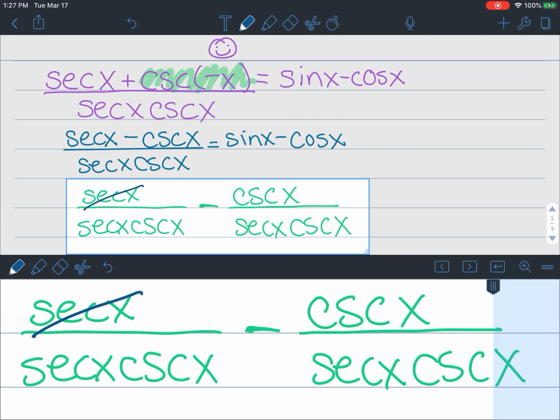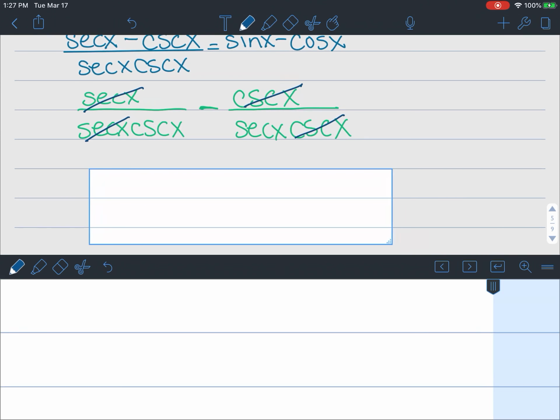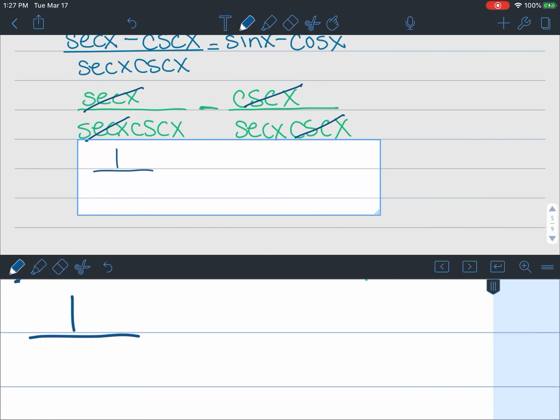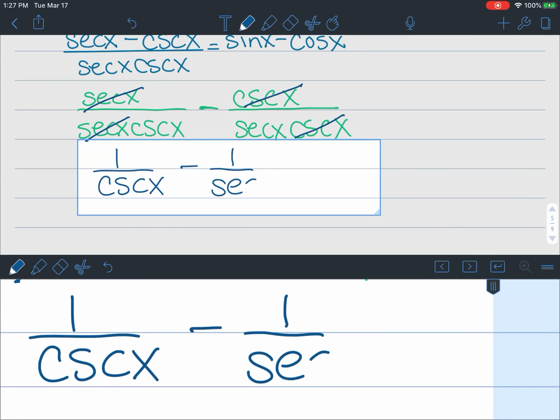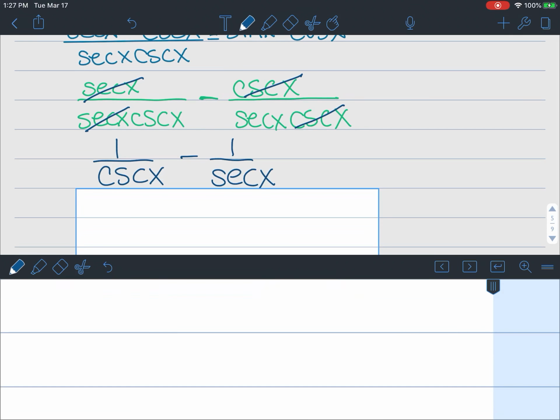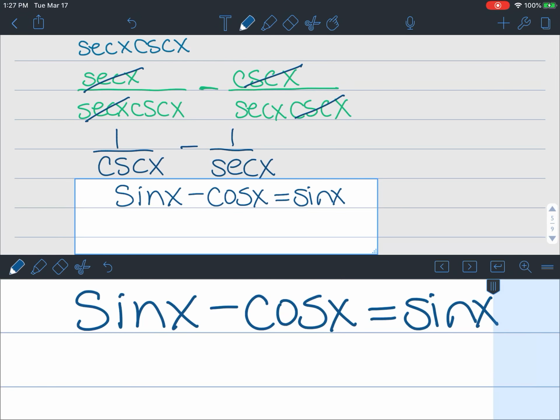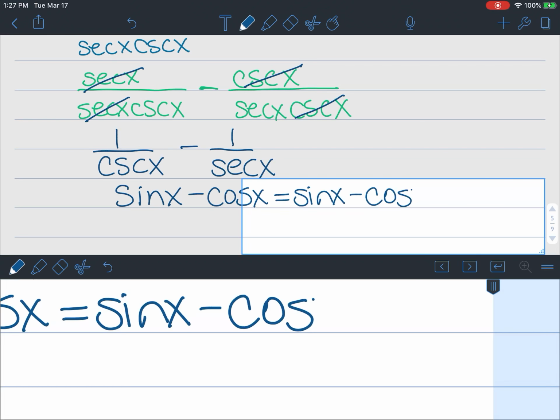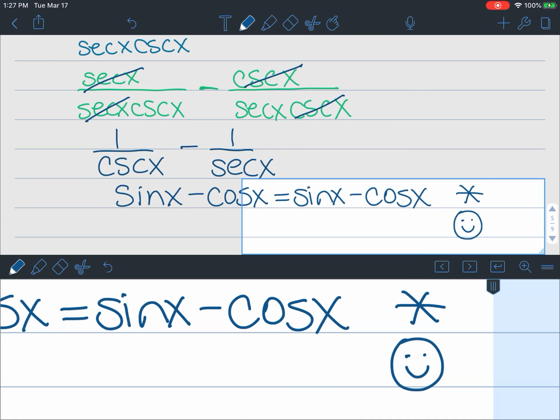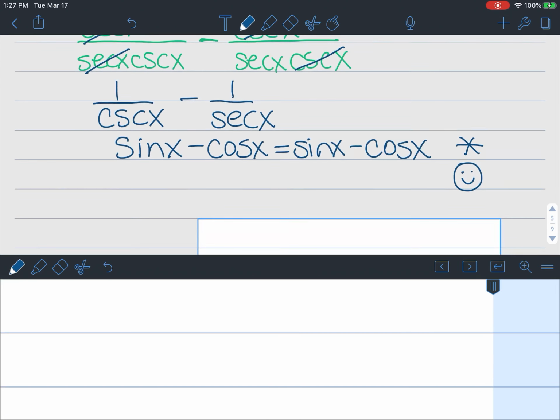I can cross this secant out with this secant. I can cross this cosecant out with this cosecant. Now I have 1 over cosecant minus 1 over secant. And 1 over cosecant, of course, is sine, and 1 over secant is cosine. And I'm done. Look at that. Oh my gosh, I did it so much longer the last time. That's ridiculous. Look at that, I'm getting better. Okay.